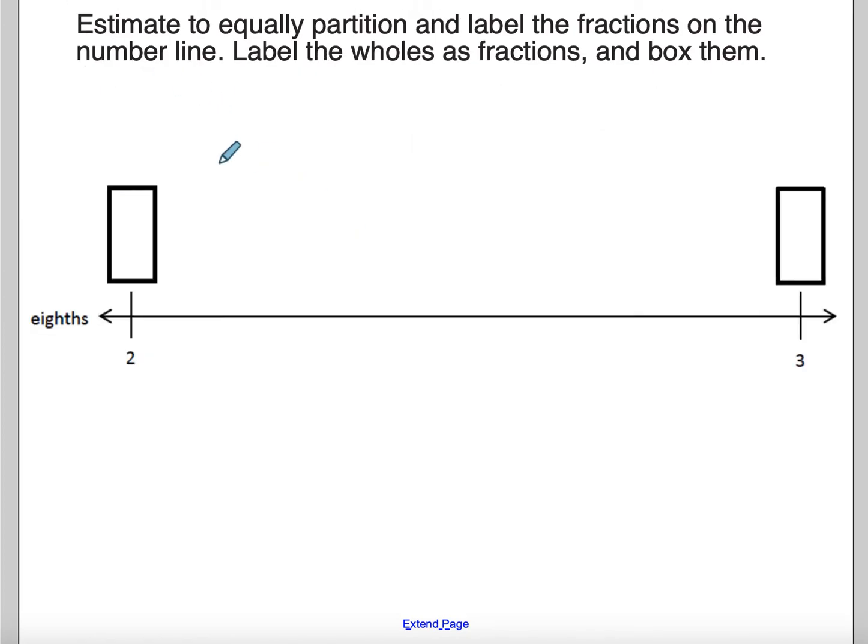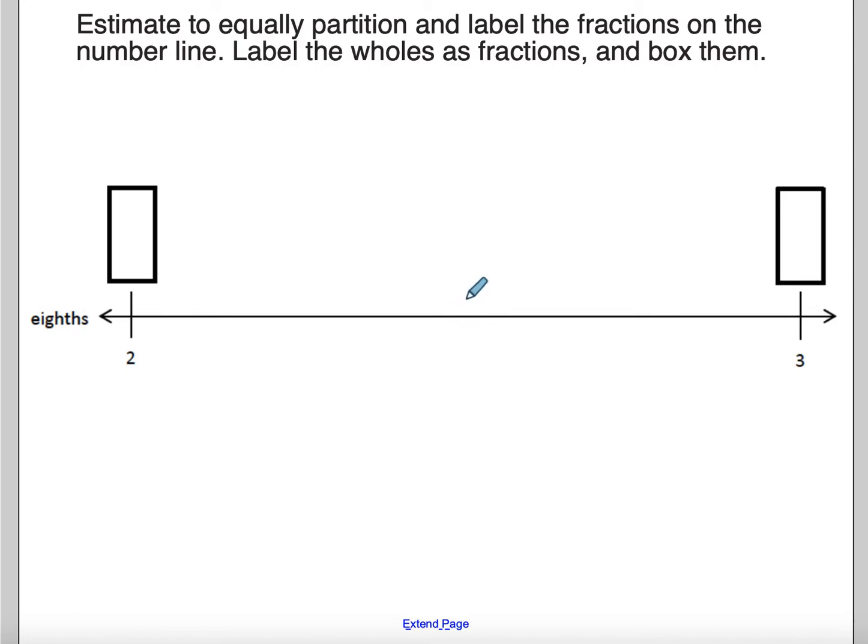So let me model one for you. So again, I'm going to estimate to equally partition and label the fractions on the number line. And then I want to label the wholes as fractions and box them. So I have eighths here. This one's a little different because I'm just going from 2 to 3, so there's no middle. It's just 2 to 3. So I'm just going to make one set of eighths here because this is 1 whole. From 2 to 3, that's 1 whole.